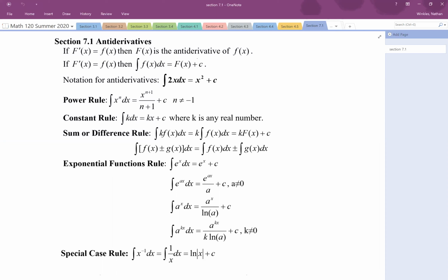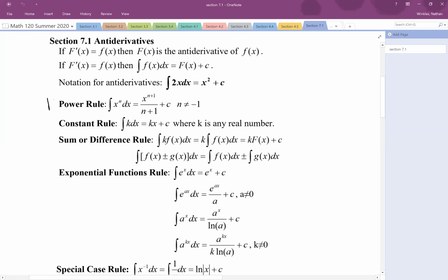So for example, the integral of 2x dx would be equal to x squared plus c. And the way we get x squared is by our power rule. The integral of x raised to any power n, we're going to add 1 to our exponent, so we get x to the n plus 1. Then we're going to divide by that new exponent, n plus 1, and then put our plus c. The only case that this is not true for is when n is equal to -1, because when you add 1 to -1, you get 0. You can't divide by 0.